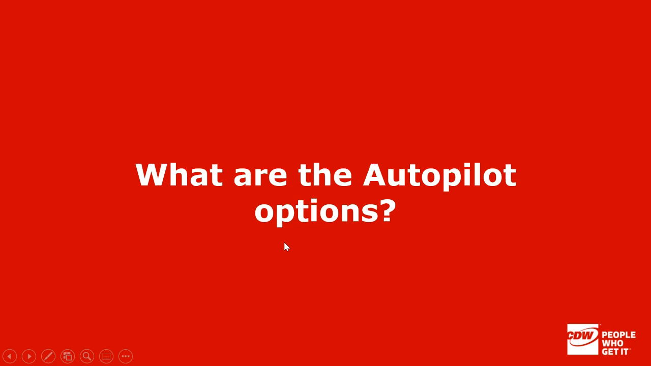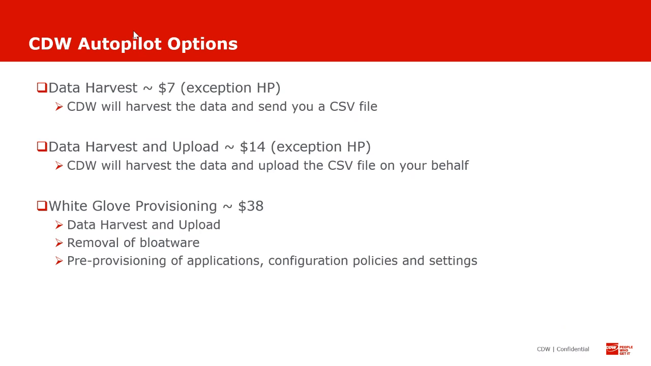What are the Autopilot options, right? So you guys are familiar with data harvest, where you run the PowerShell script in order to upload and then enroll that device. As you know, that's quite a manual task and can be quite cumbersome. We have the ability to actually harvest the CSV file on your behalf. In that situation, no partner relationships required. When the device is ordered, with the option of data harvest, we would harvest the data file and send it directly to your IT administrator that would handle the upload.